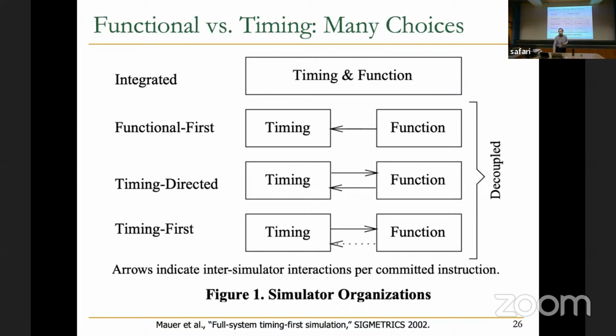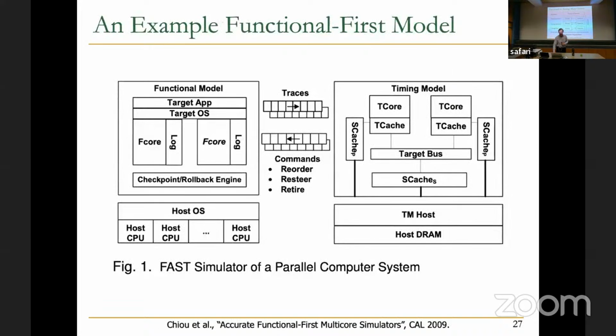Any questions? I don't want to go into a whole lot of guts in the simulator design, but this is an example, functional first model. This work proposes that the timing model is in the FPGA, and the functional model is not in the FPGA, but you can see that it's doing essentially what we discussed. You send instructions over here, there's a timing model, and then the timing model provides feedback.